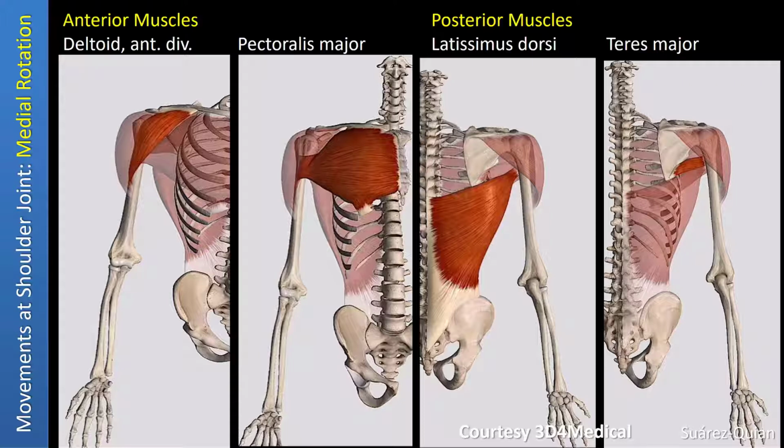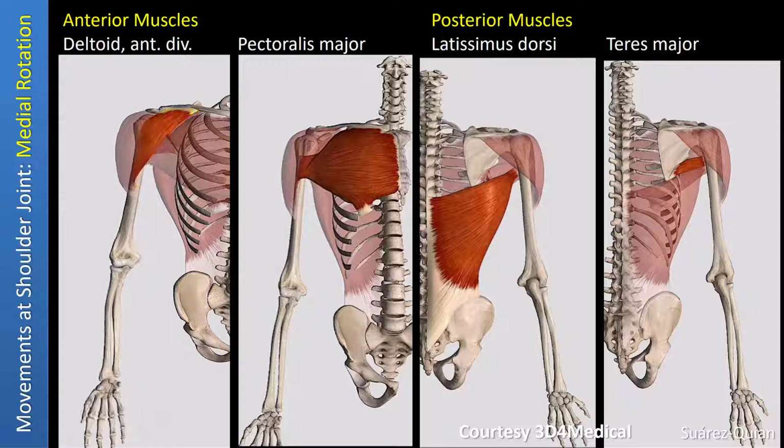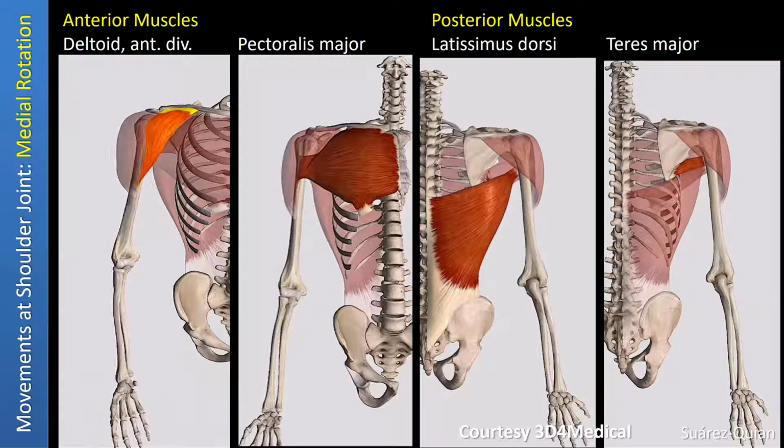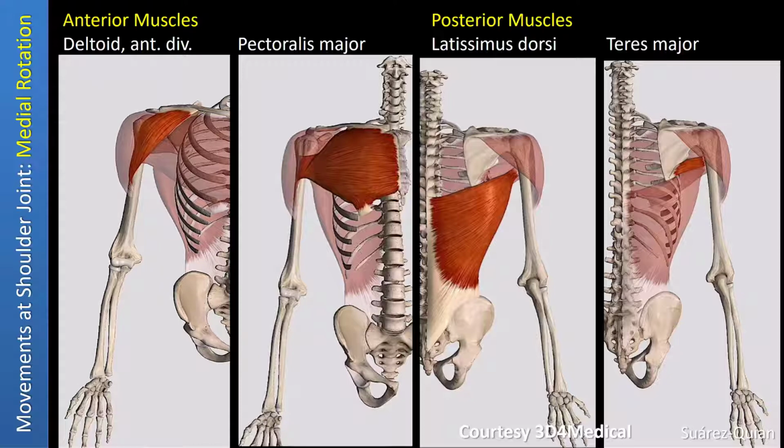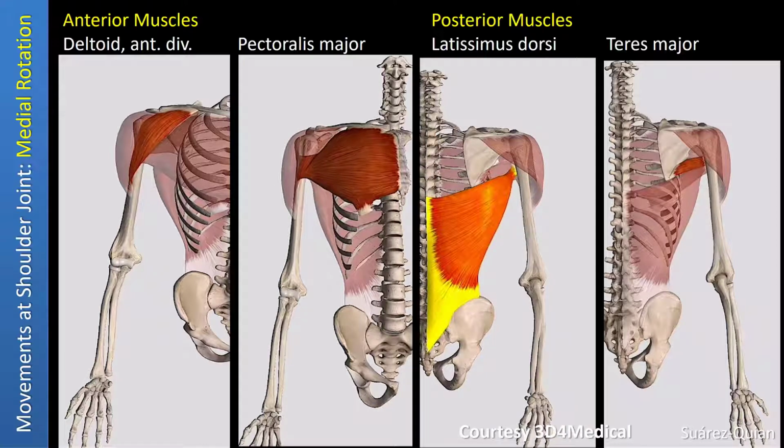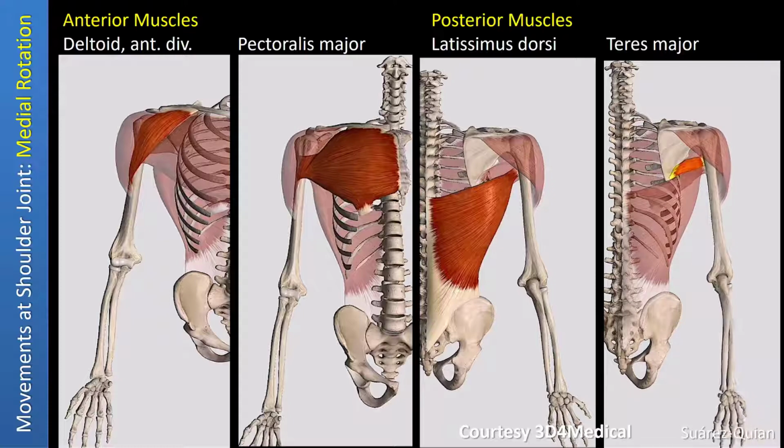Four muscles cause medial rotation, 2 located anteriorly and 2 located posteriorly. These are the anterior divisions of the deltoid, the pectoralis major, the latissimus dorsi, and the teres major.